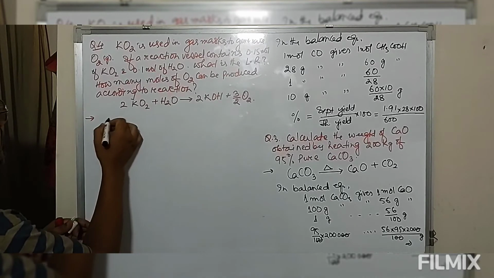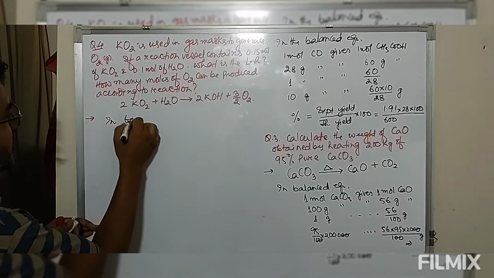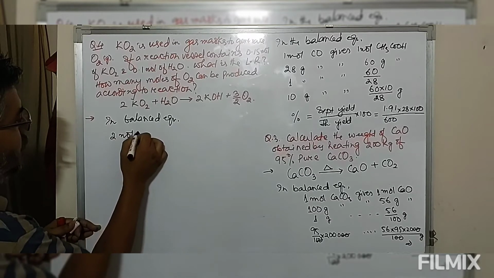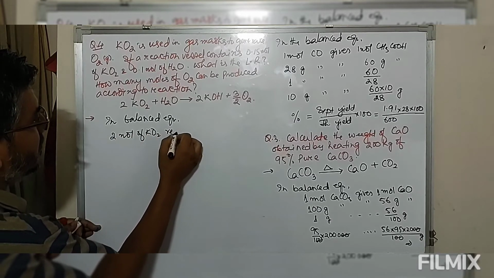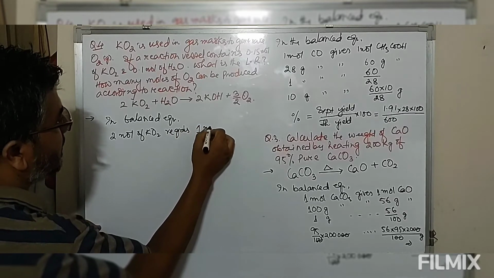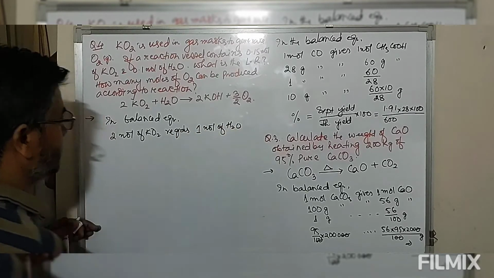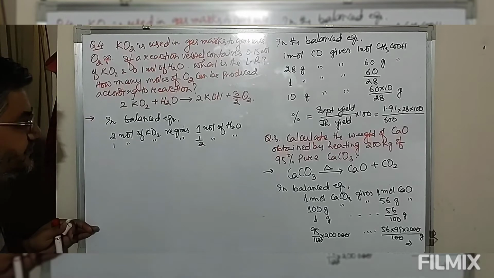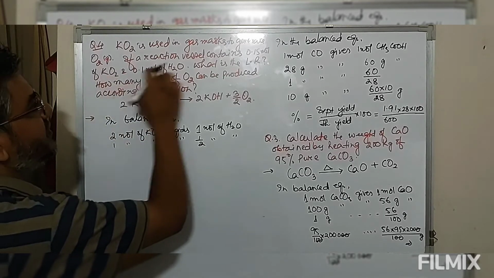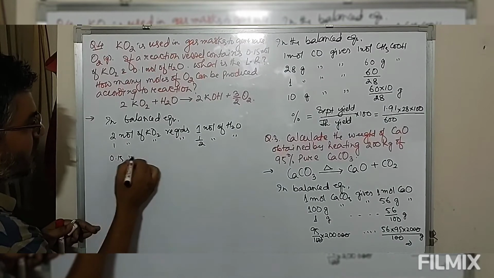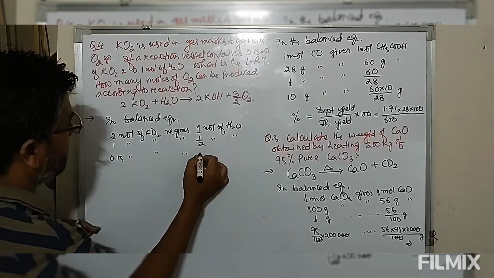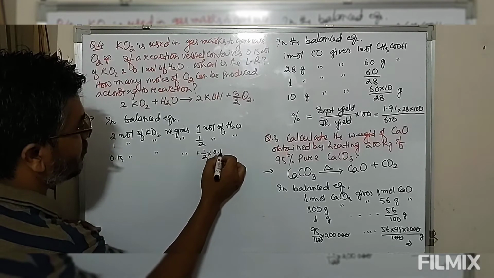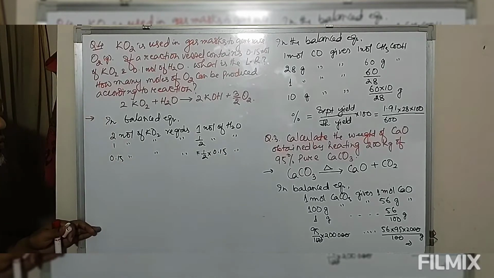So now look at this. In the balanced equation, 2 mole of KO2 requires 1 mole of H2O. So therefore 1 mole will require half mole of water. But how many moles of KO2 is present? 0.15. So 0.15 mole of KO2 will require half into 0.15 mole of water.